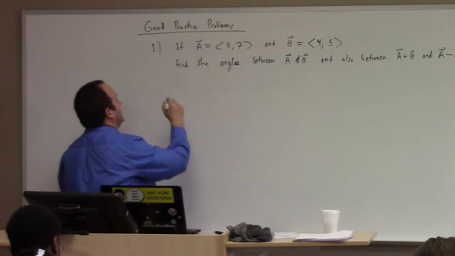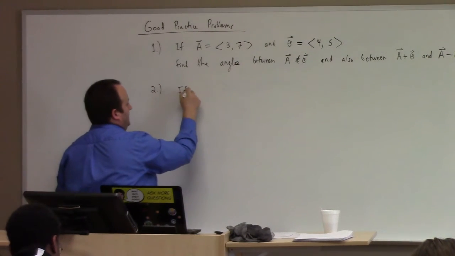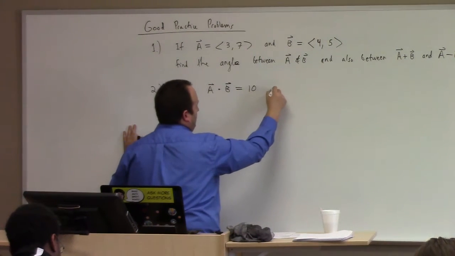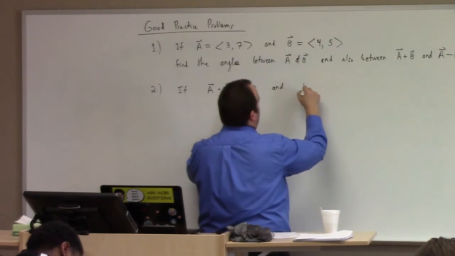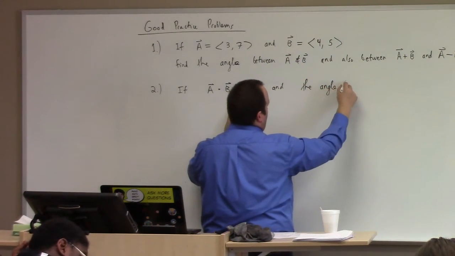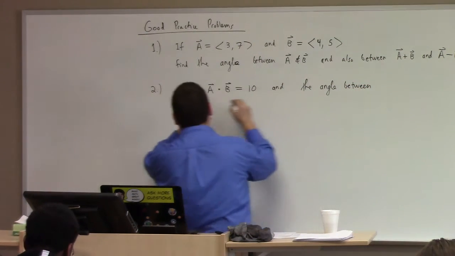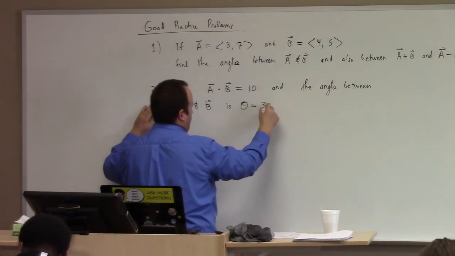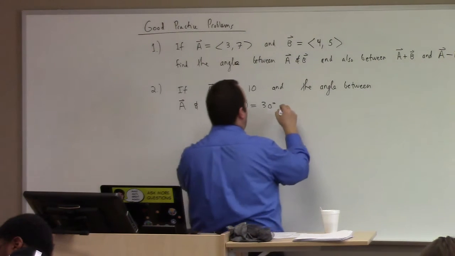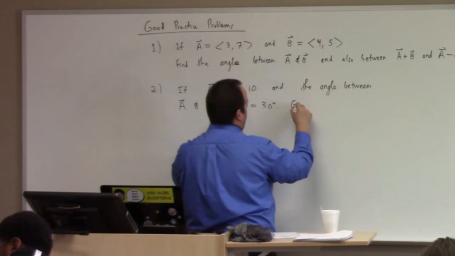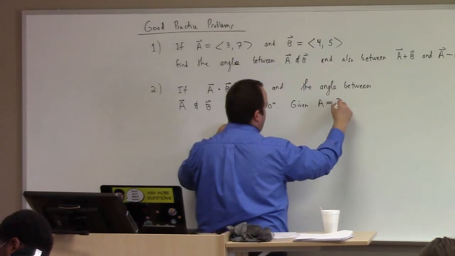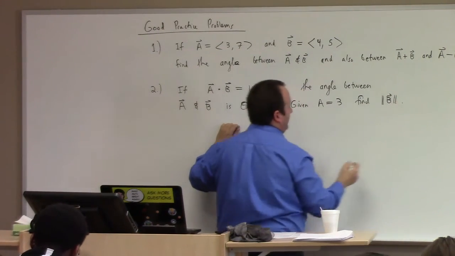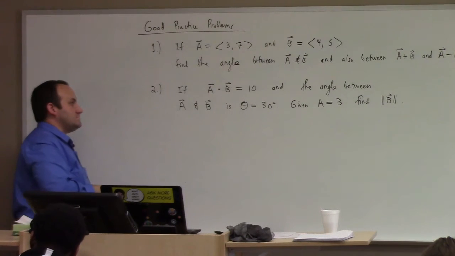That's a good problem. Two: if A dot B is equal to 10 and the angle between A and B is theta equals 30 degrees, given the magnitude of A is equal to 3, find the magnitude of B. That's a pretty good problem.